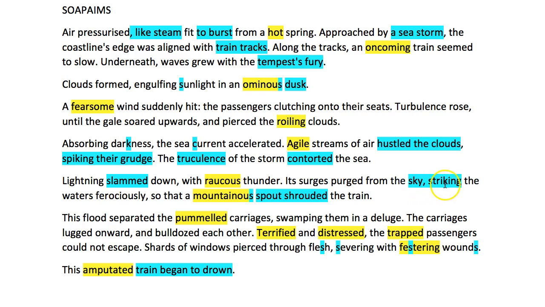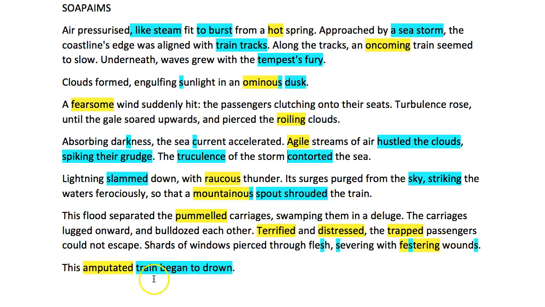Here, again, echoing with the harsh K sounds, making it sound more threatening. And spout, we got the S of mountainous, spout, shrouded. Again, it reminds us of that earlier hiss, like from the steam, and it's becoming more and more dangerous. And then this technique is used again towards the end, flesh severing, festering wounds. And that kind of slicing sound mimics what's going on here with the exploding glass. And then finally, we have the metaphor, which is also personification of the train beginning to drown.